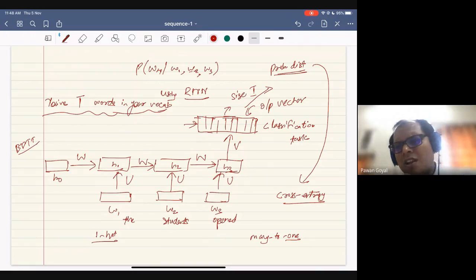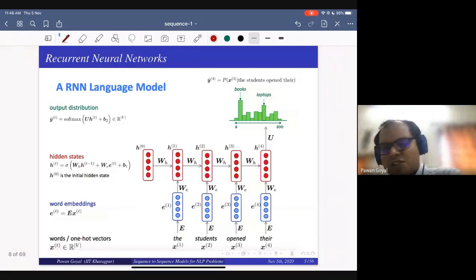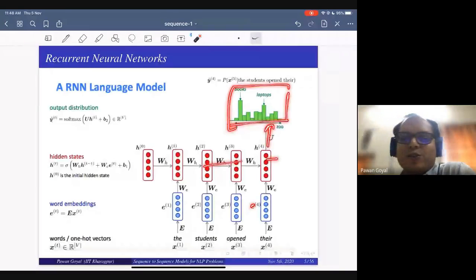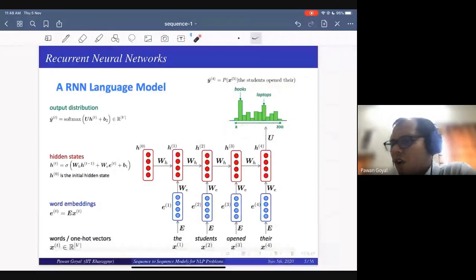Now this is all about the RNN language model. So if you want to see it in terms of a picture, this is what happens. You feed word embeddings here, you get a hidden state, and you have a distribution over the words and choose the one that has the highest probability. Or if you're doing training, you simply use the cross entropy loss to train your weights.